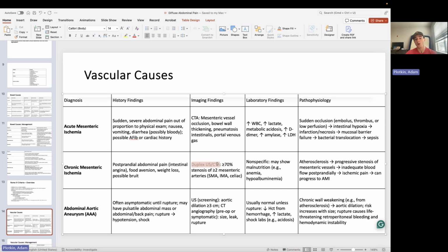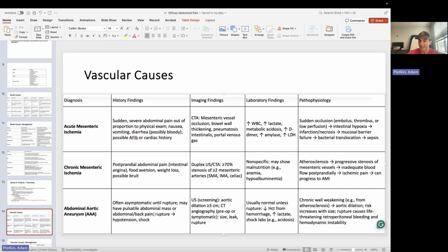Again, same idea. We could use a duplex ultrasound, or we could do a CTA. We're going to look for stenosis of greater than 2 mesenteric arteries, okay? Your superior, your inferior mesenteric arteries, or your celiac are classic, okay? Lab findings are really non-specific, right? If they're malnourished, we might see hypoalbuminemia. Again, the pathophys: atherosclerosis, progressive stenosis of the mesenteric vessels, inadequate blood flow postprandially. We get this ischemic pain, and then it can progress to AMI, okay?